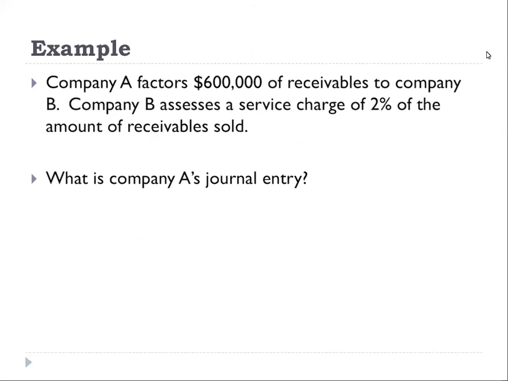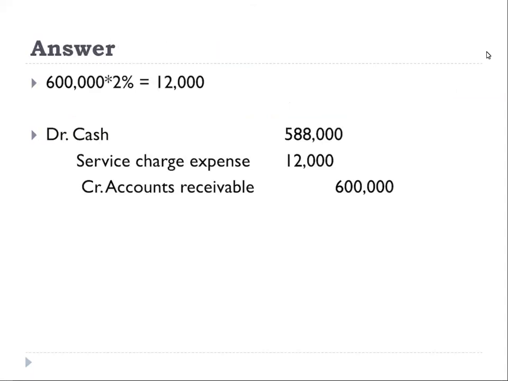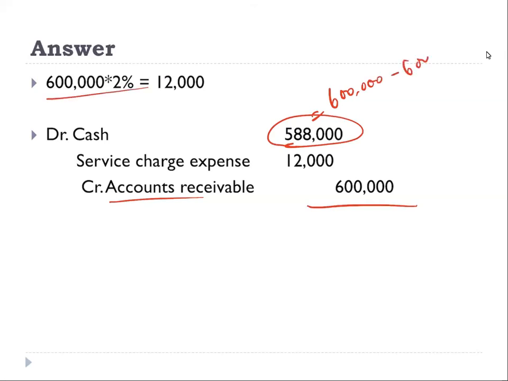Here's an example. Company A factors 600,000 of receivables to company B. Company B assesses a service charge of 2% of the amount of receivables sold. What is company A's journal entry? Company A factors 600,000, so account receivable is going to decrease by 600,000. However, the amount of cash the firm received is 600,000 minus 600,000 multiplied by 2%. This is the service charge charged by the bank in order to offer this factoring service.